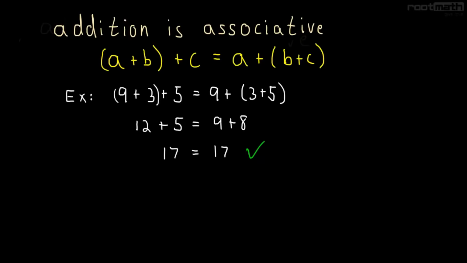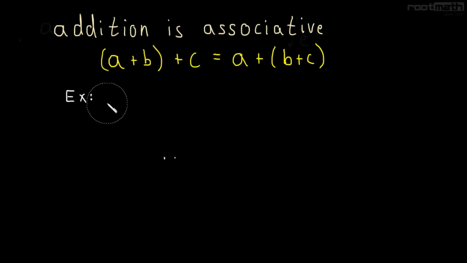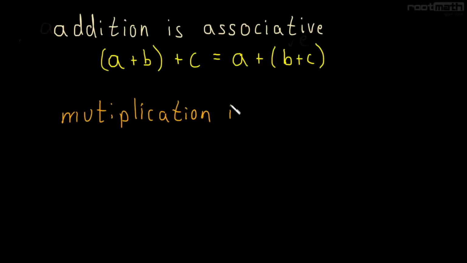both sides are equal. Since it doesn't matter where we put the parentheses, what we're going to do is just drop them. The parentheses don't tell us anything interesting, so we don't need them. It doesn't matter where we put them, so why put them anywhere? Okay, so that was addition. Multiplication is the same. Multiplication is associative.